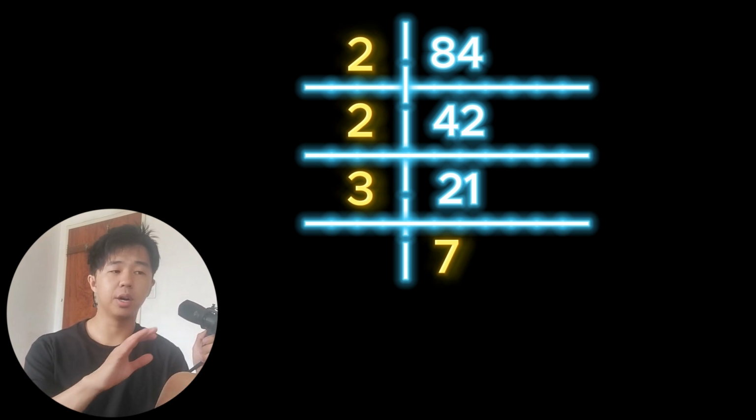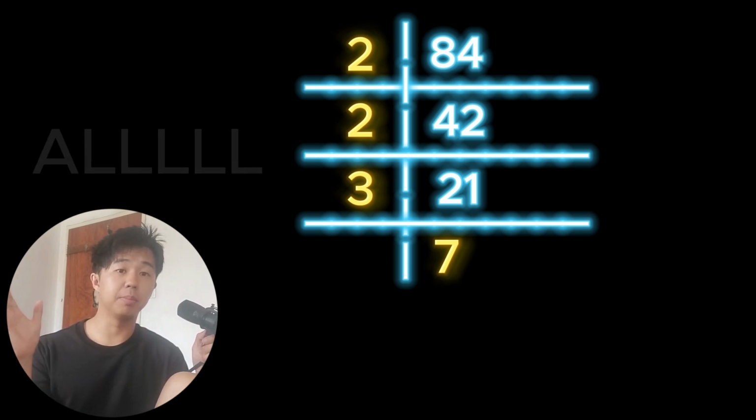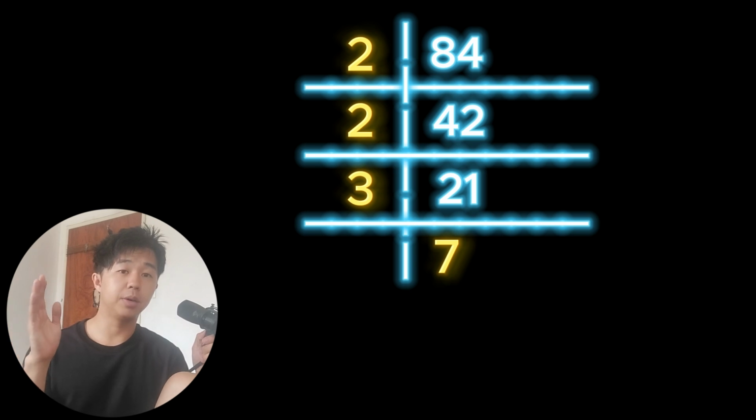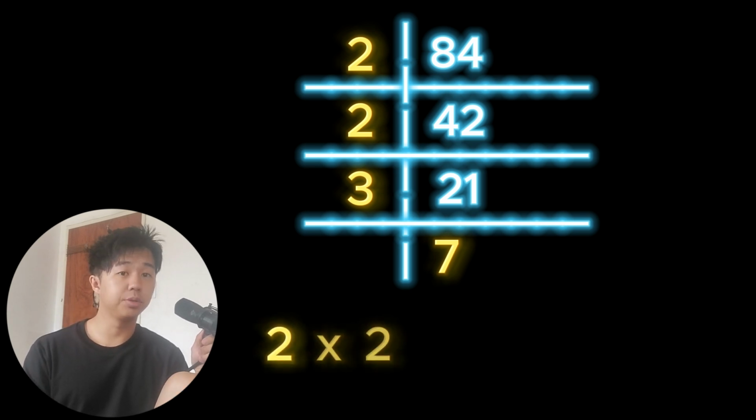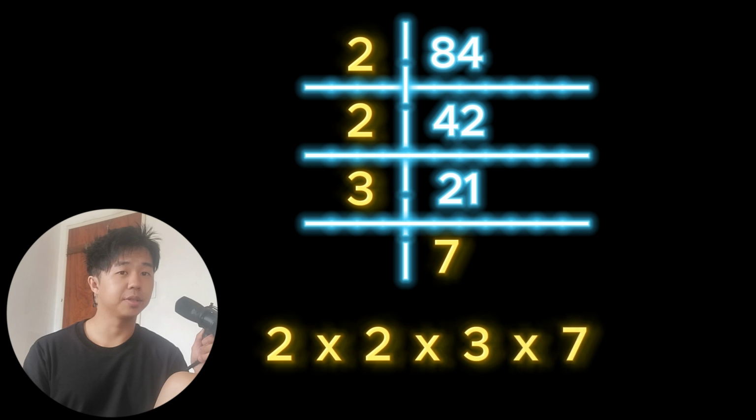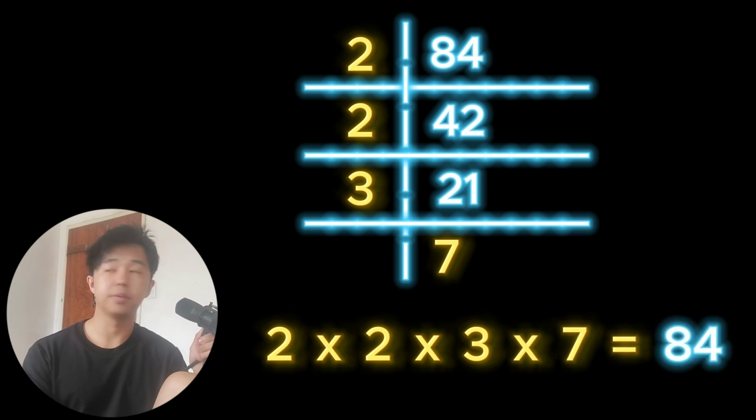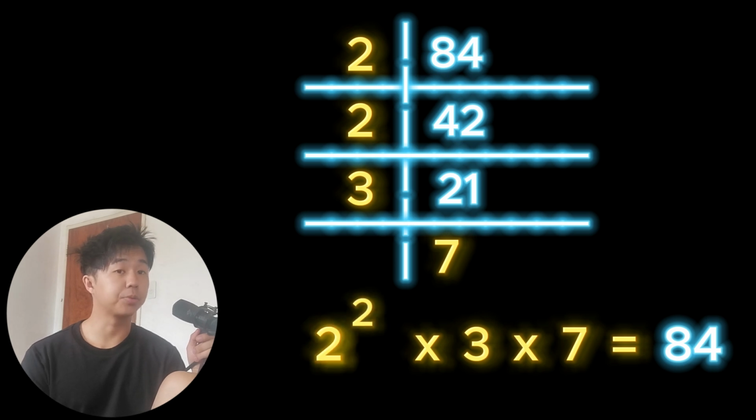So let's take all of the prime numbers that we have here. That would be all the numbers on the left and the last number I wrote down. 2 times 2 times 3 times 7 equals 84. Let's write it in the fancy way. 2 squared times 3 times 7 equals 84. So, the ladder method or the tree method, whichever one you do, it's right.